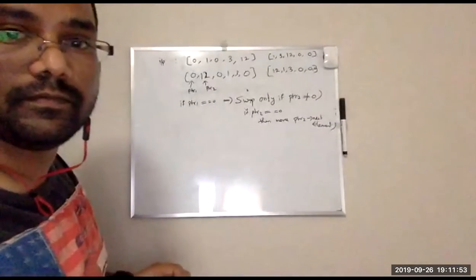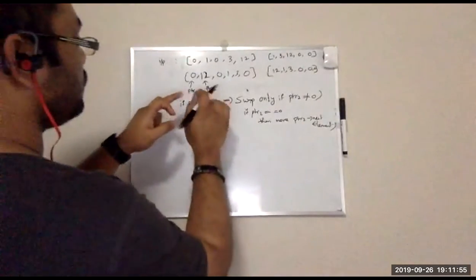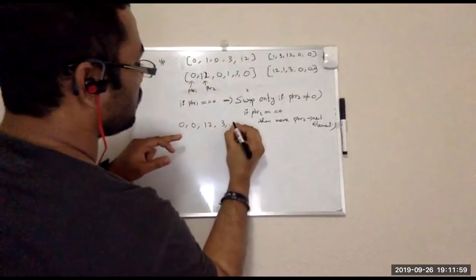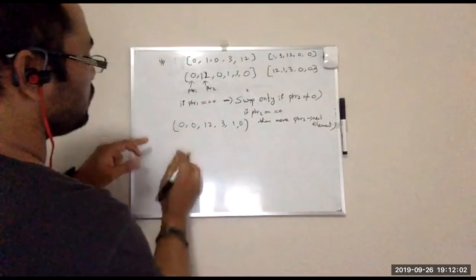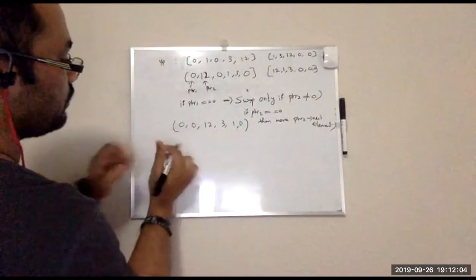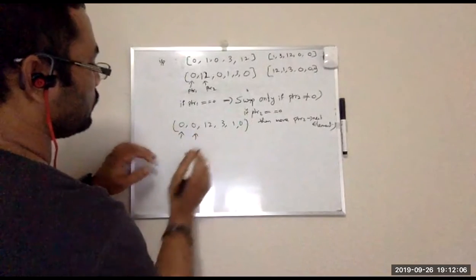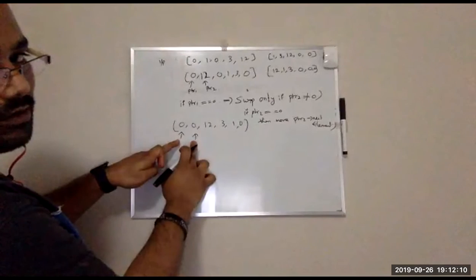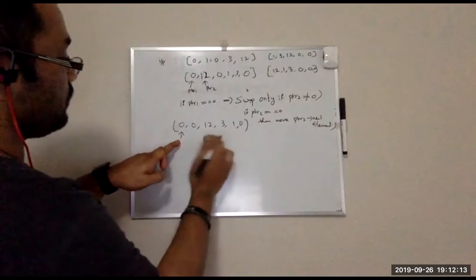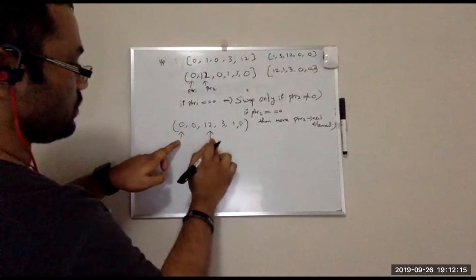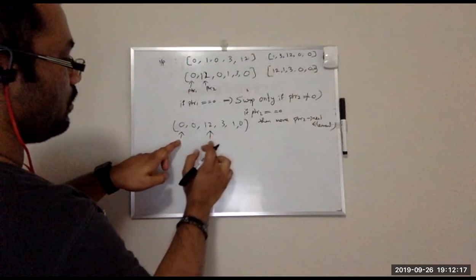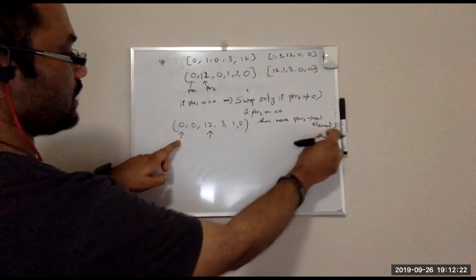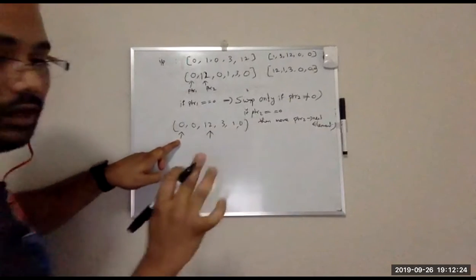Next element. So for example, if we have 0, 0, 1, 2, 3 and 1, 0. We need to handle these numbers with pointer 1 and pointer 2. If pointer 1 is equal to 0, then we'll check the next element, pointer 2. If it is equal to 0, then we'll move this pointer to here. If it is not equal to 0, we'll move this pointer to the next element until we find a non-zero element.